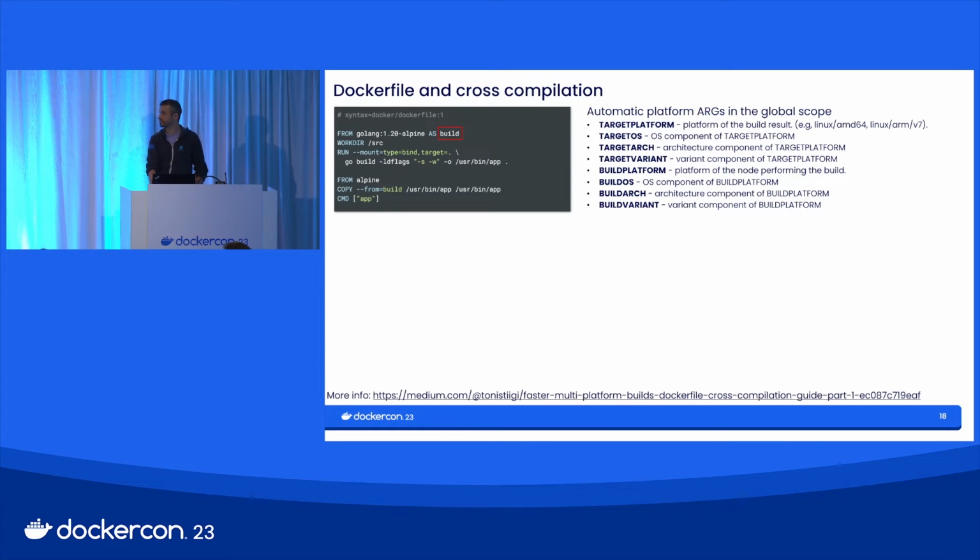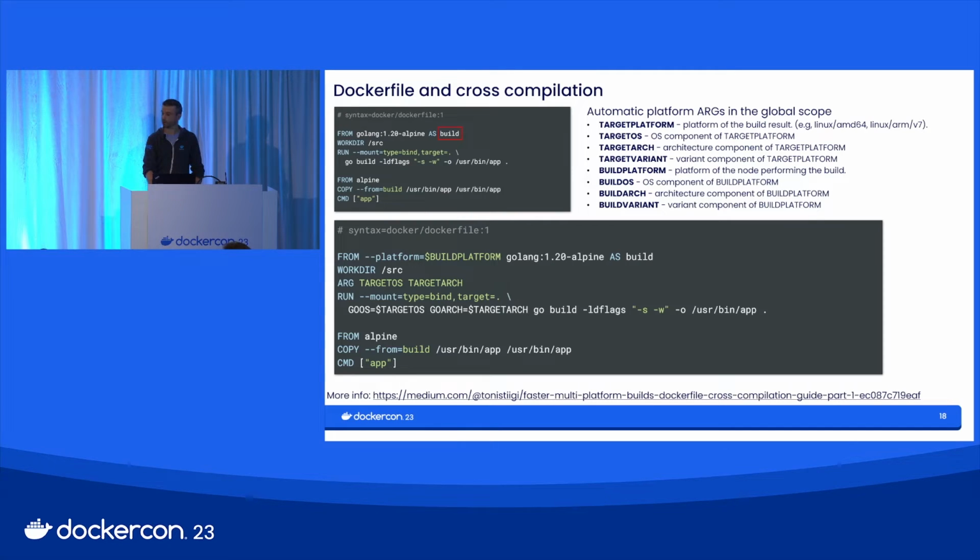But how to infer this? For that, we can use the --platform flag in your Dockerfile, so it will be strict to the build platform. This is the one where your build runs. And we can then specify the target OS and the target architecture. And just after that, we can specify also the GOOS and GOARCH, so it will match the target platform you defined.